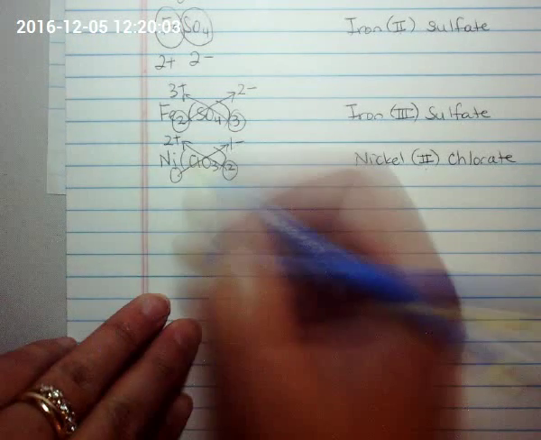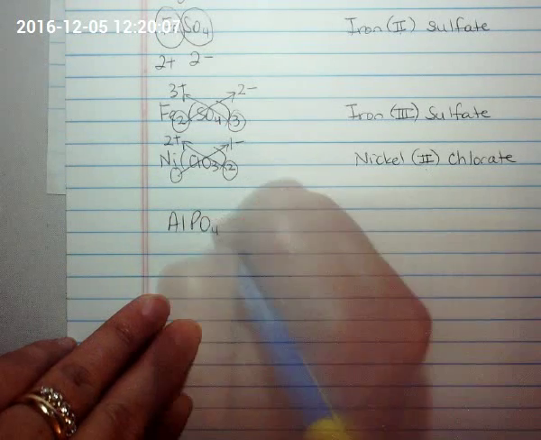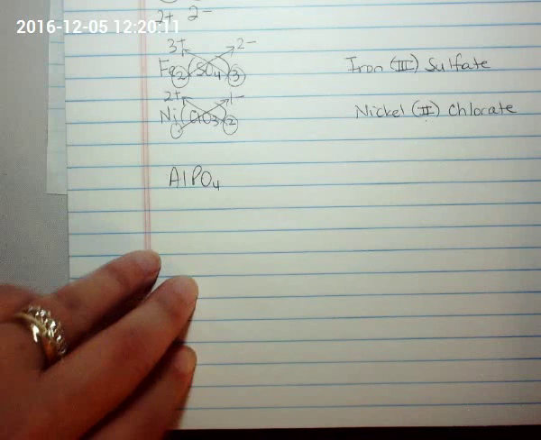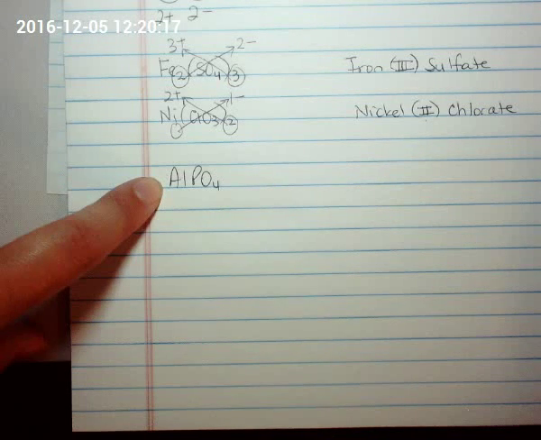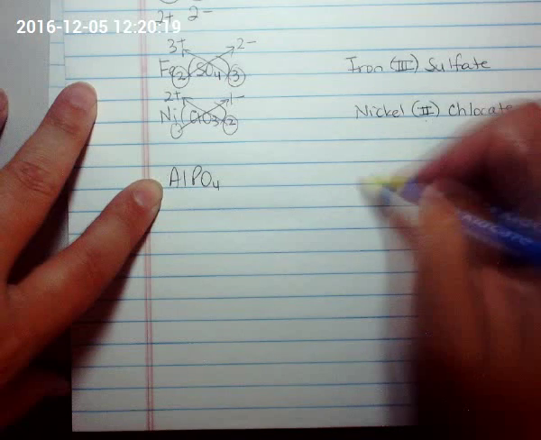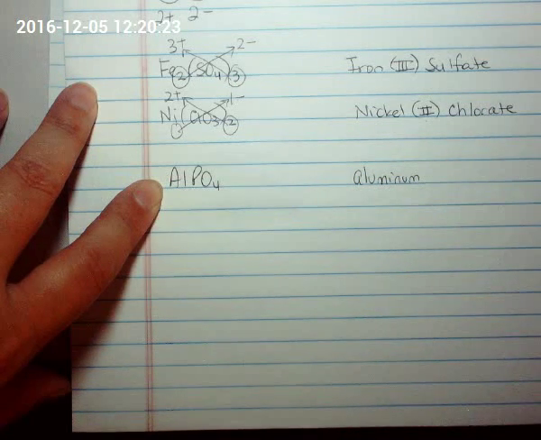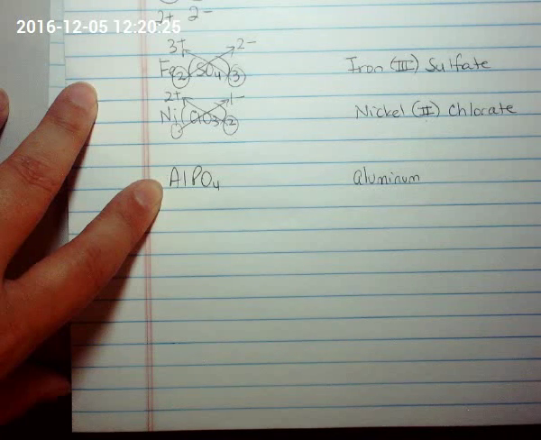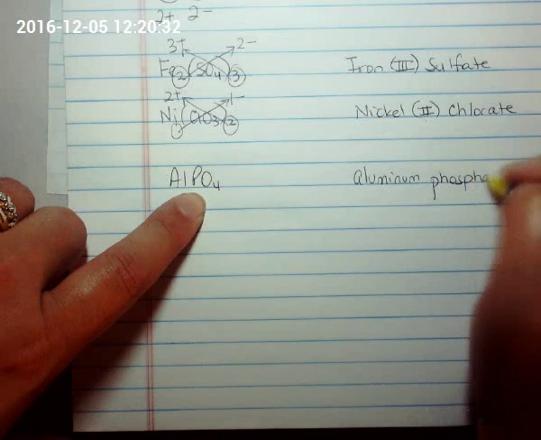Okay. Let me show you another one. AlPO4. This is a trick. What's this called? Aluminum. Do I need a Roman numeral? No. How come? It's not a transition metal. What's that called? Phosphate.